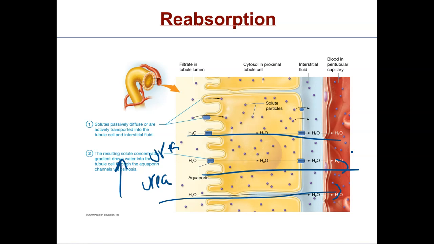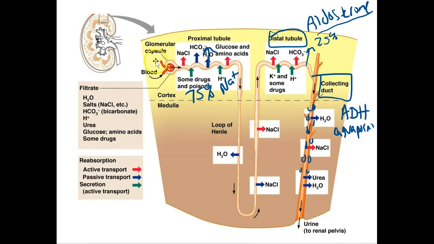It's called solvent drag. And it happens because when water leaves the filtrate, it concentrates, right? This is more concentrated. So the urea concentration goes up, and then that gives it a gradient for it to come right across. So we do reabsorb some urea in our PCT.